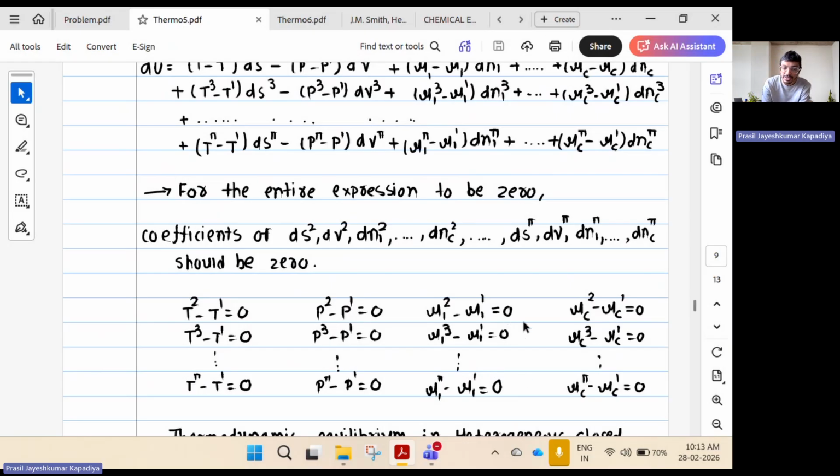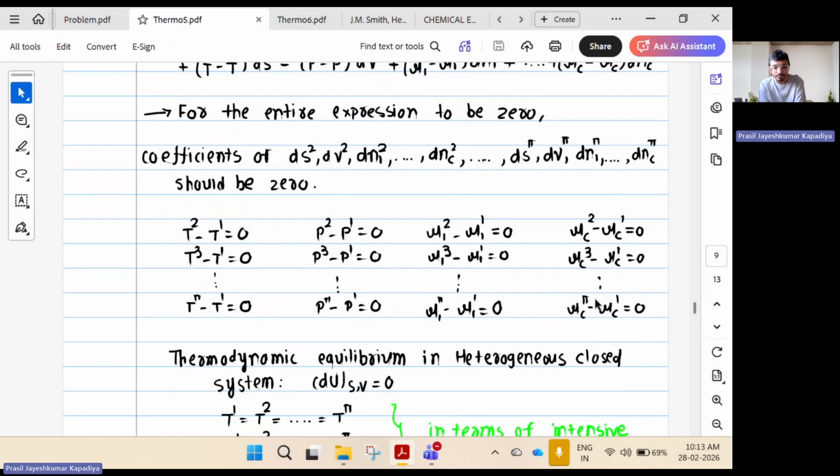Similarly, we can write this equation for all components. So for the cth component, mu c in phase 2 minus mu c in phase 1 equals 0, mu c in phase 3 minus mu c in phase 1 equals 0, and up to mu c in phase pi minus mu c in phase 1 should be equal to 0.